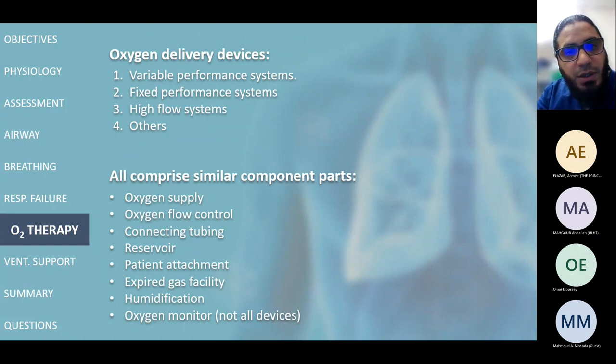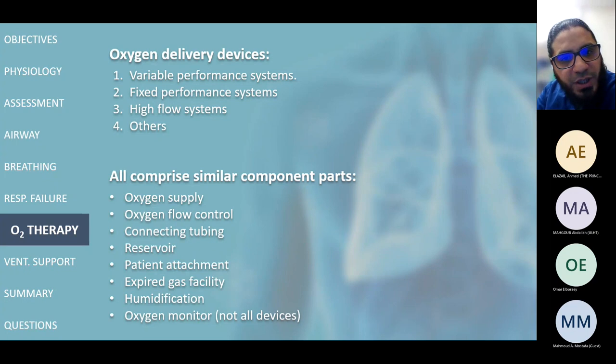The oxygen delivery devices that are used are categorized into 4 main categories. One with a variable performance, which means that the amount of oxygen that you give to the patient is variable and depends on so many things. And you have a fixed performance system, where you can be sure about the amount of oxygen that you are giving to the patient. And you have devices with a high flow system, and there are other devices as well, like the extracorporeal one we spoke about.